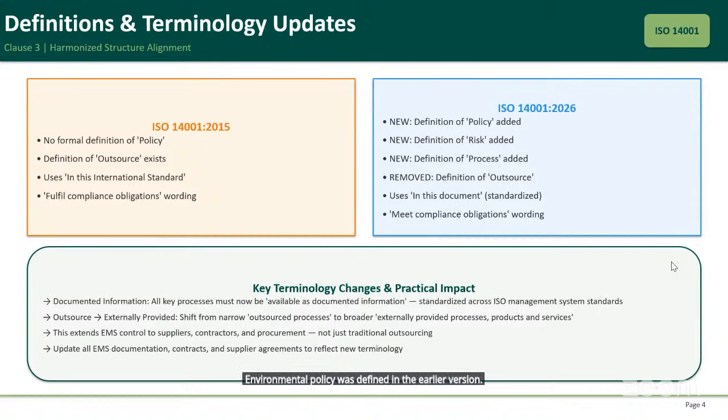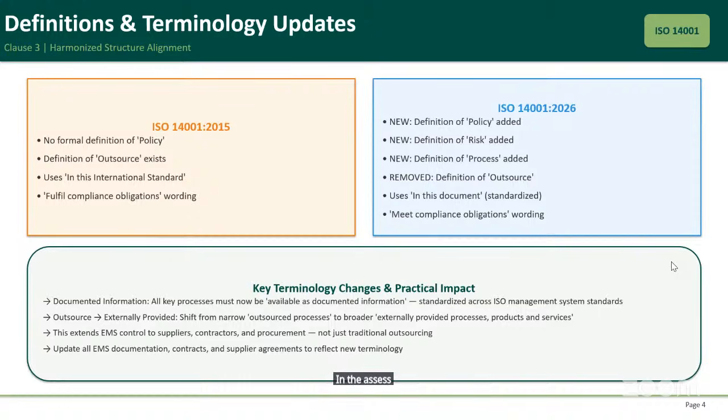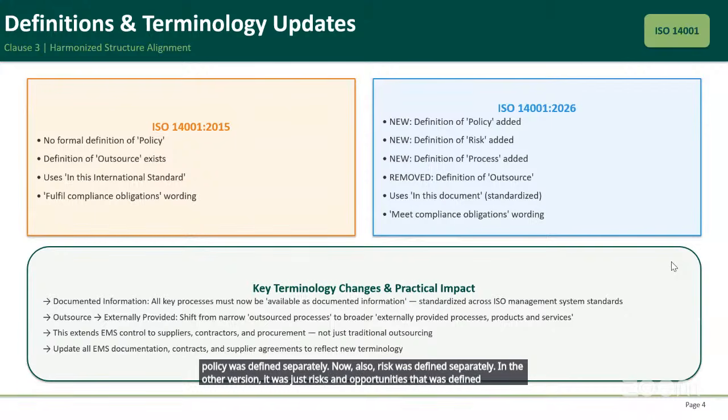But in the new version, there's a definition for environmental policy and a definition for policy itself. I can ask you in the exam, in the assessment. Policy was defined separately. Now also risk was defined separately. In the earlier version, risk and opportunities were defined together. But in the new version, we have risk being defined separately. Those are the structural definitions.